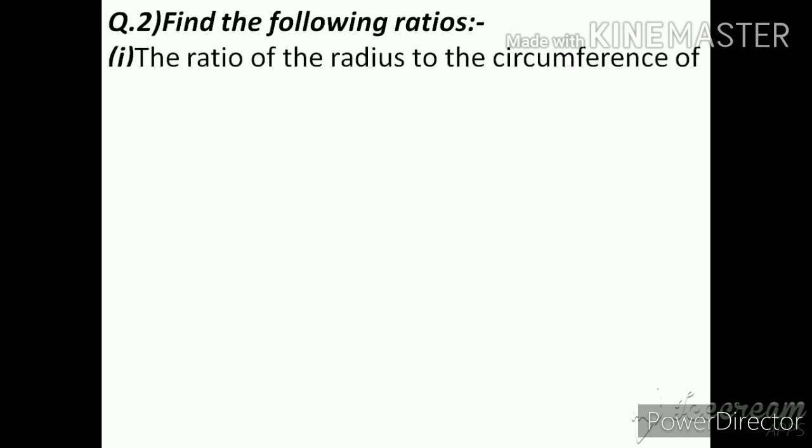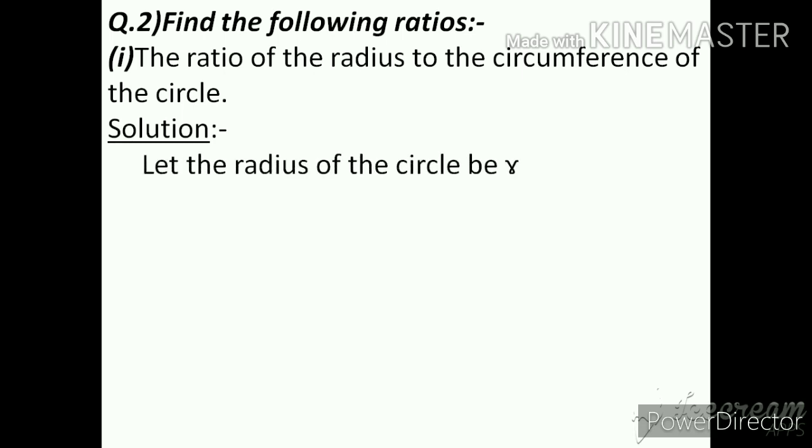Now question number 2. Find the following ratios. Here, children, we have to find the ratios. First one, the ratio of the radius to the circumference of the circle. Here, children, the radius is not given, so we have to assume r, and the formula for the circumference of the circle is 2 pi r. Let the radius of the circle be r.